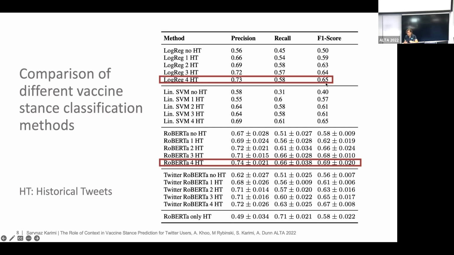You can see that the more content we give, the better the classification gets. That last one is logistic regression with 4 historical tweets. It's actually statistically significant, better than the previous ones. Linear SVM, even though it looks very much like logistic regression, is actually not as good statistically. So for the 2 statistical methods, logistic regression did the best.